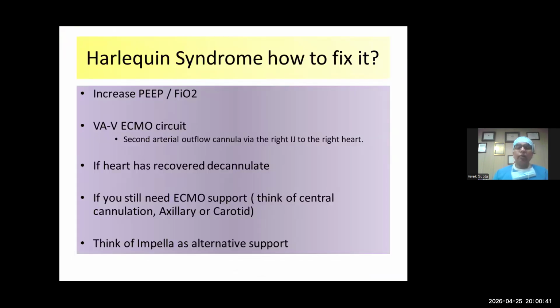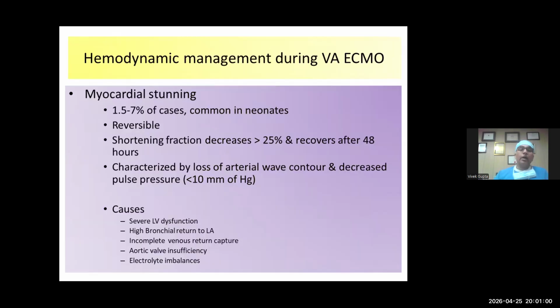So how to fix the Harlequin syndrome? Increase PEEP and FiO2. Sometimes you reduce the ECMO flow itself, or sometimes you need to convert VA-ECMO to a VAV ECMO. If the patient does not require ECMO, probably you can take it off and all this can be recovered.